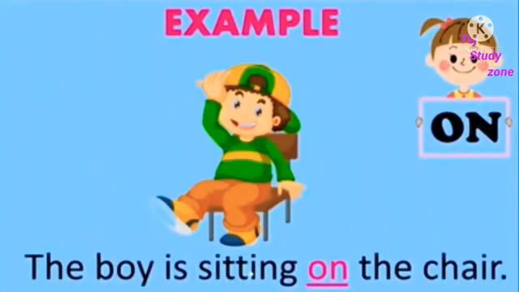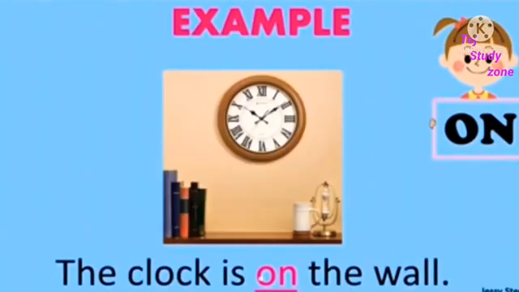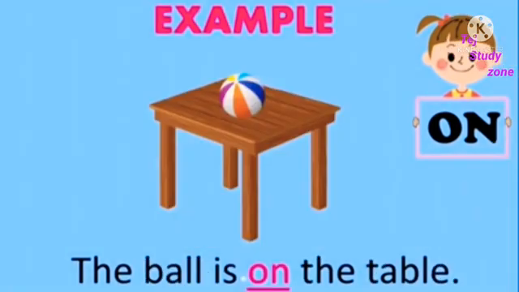Now let's move on to on. The boy is sitting on the chair. And the clock is on the wall. Next, the ball is on the table.